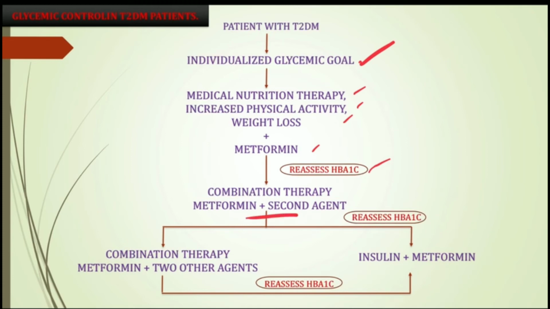If not under control, then we will give combination therapy like metformin plus some other second agent. Then again we will reassess the HbA1c of that patient. If still not in control, then we will give combination therapy like metformin with 2 other agents, or insulin with metformin. So these are the 2 approaches we have. After that, we will also reassess the HbA1c to see whether our patient is under control or not.